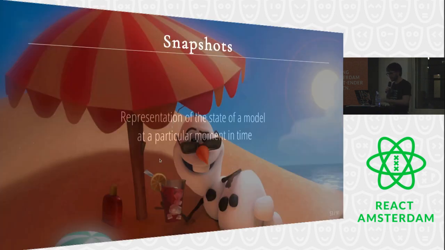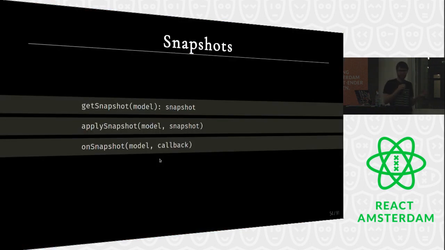So let's talk about those snapshots again. Basically, there are 3 functions to work with snapshots. You can pass a model to the getSnapshot function, and then you get the snapshot at that moment in time. And you can also apply a snapshot back to an existing model instance. And what's even funnier, you can also subscribe to every time a new snapshot is available.